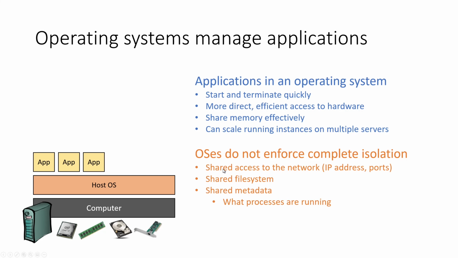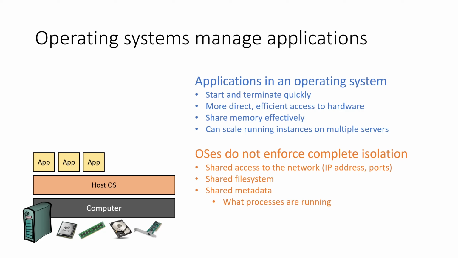For example, the applications running on a machine still have shared access to the network. So an application can try to infer how much other applications are using the network because the bandwidth is shared. An application can try to find what ports are being used because the ports that applications can use are also shared. The file system is shared. So for example, an application can check how much free space there is in the file system. And then depending on how much free space, the application might be able to infer whether other applications are using a lot of disk space.